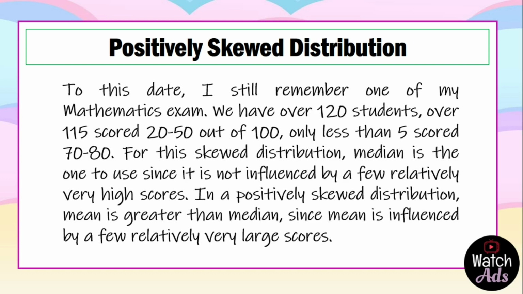To this date, I still remember one of my mathematics exams. We had over 120 students. Over 115 scored 20 to 50 out of 100. Only less than 5 scored 70 to 80. For this skewed distribution, the median is the one to use since it is not influenced by a few relatively very high scores. In a positively skewed distribution, the mean is greater than the median since the mean is influenced by a few relatively very large scores.